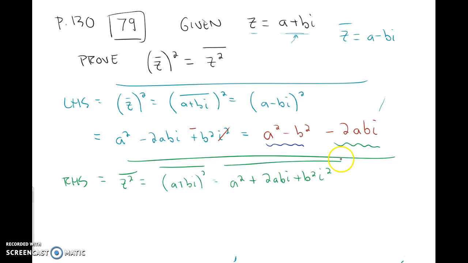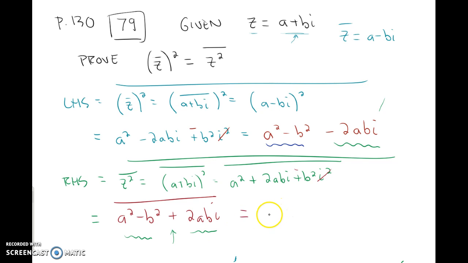Now I've got to take the conjugate of that. So first, let's separate the real and the imaginary. i squared is negative, so this gives me the real component of a squared minus b squared plus 2abi. And I have to take the conjugate of that. So to take the complex conjugate, we're going to take the real component and subtract the imaginary component. So that is a squared minus b squared minus 2abi.